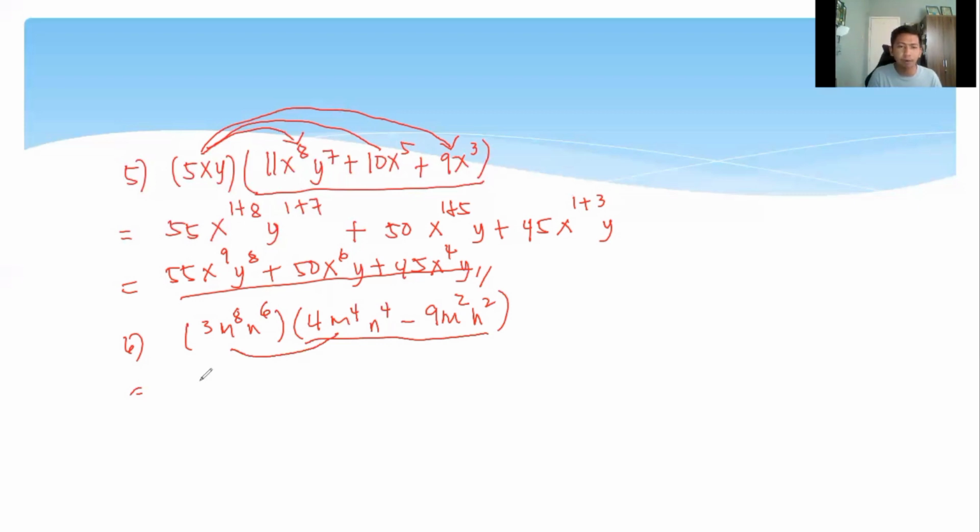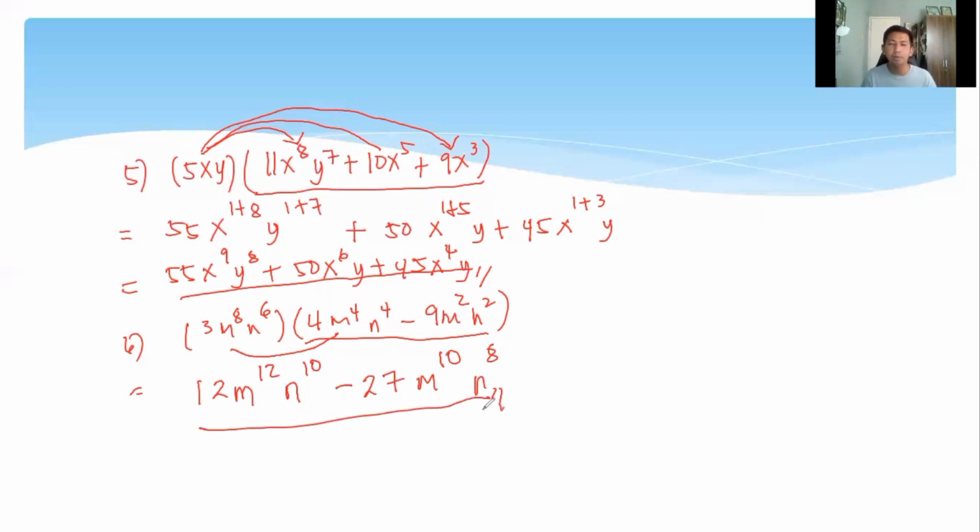So we have to distribute 3m raised to 8 n raised to 6 to 4m raised to 4 n raised to 4. 3 times 4, that will give you a product of 12. M raised to 8 times m raised to 4. Keep the common base. What will you do with the exponent? You have to add it. 8 plus 4, that will give you 12. And then n, keep the common base, which is n. Add the exponent, that will give you 10. Minus. Okay? Minus na natin kasi positive times negative is negative. 3 times 9, that is 27. M raised to, add the exponents, 8 plus 2 is 10, 6 plus 2, 8. N raised to 8. So this is now our final answer.